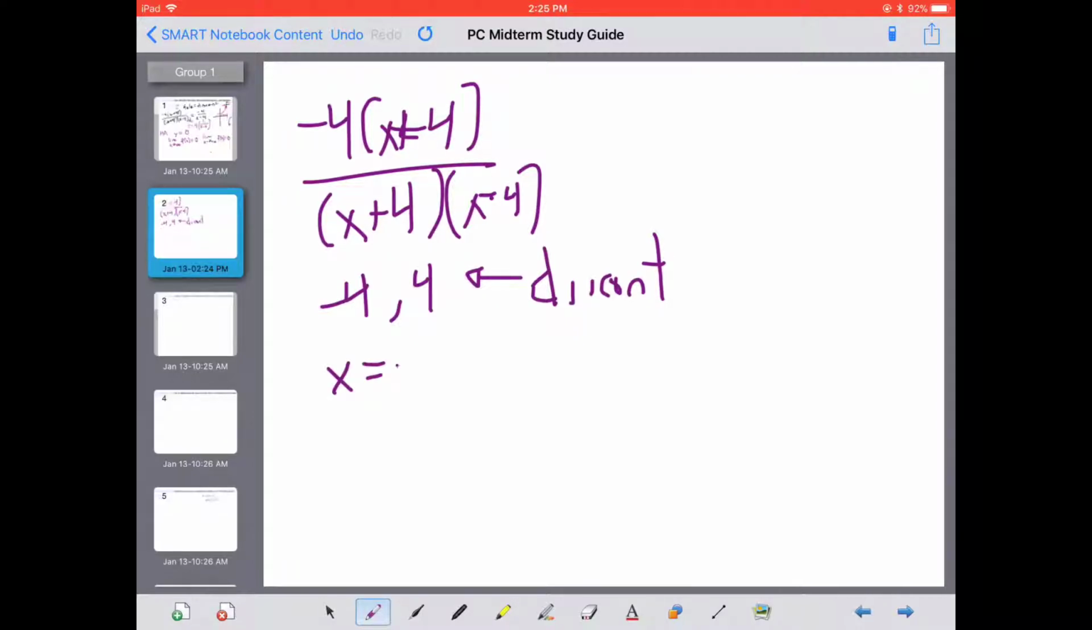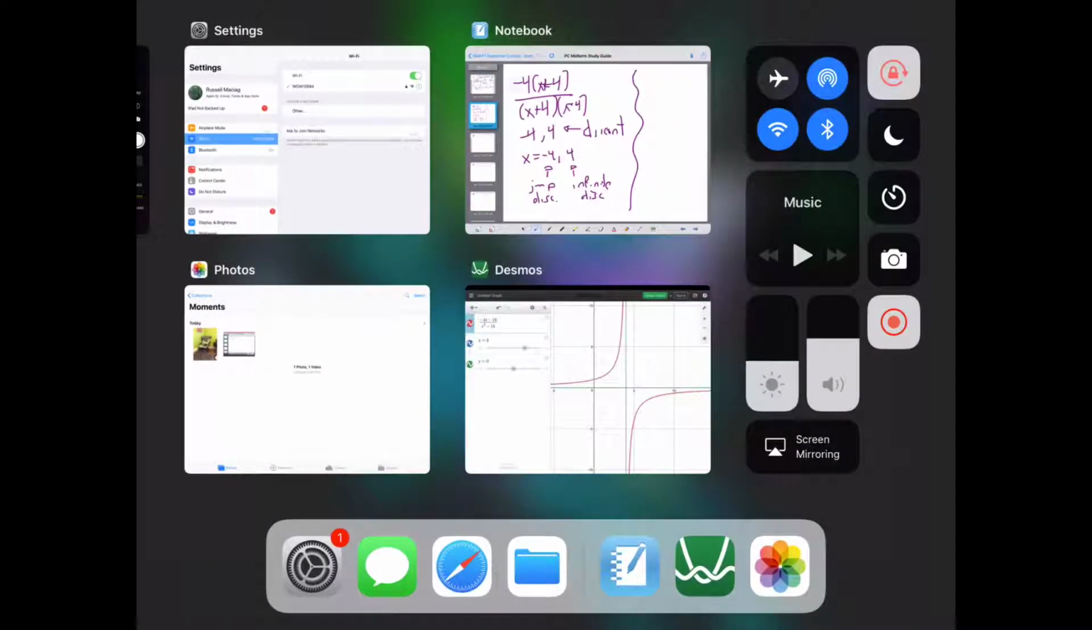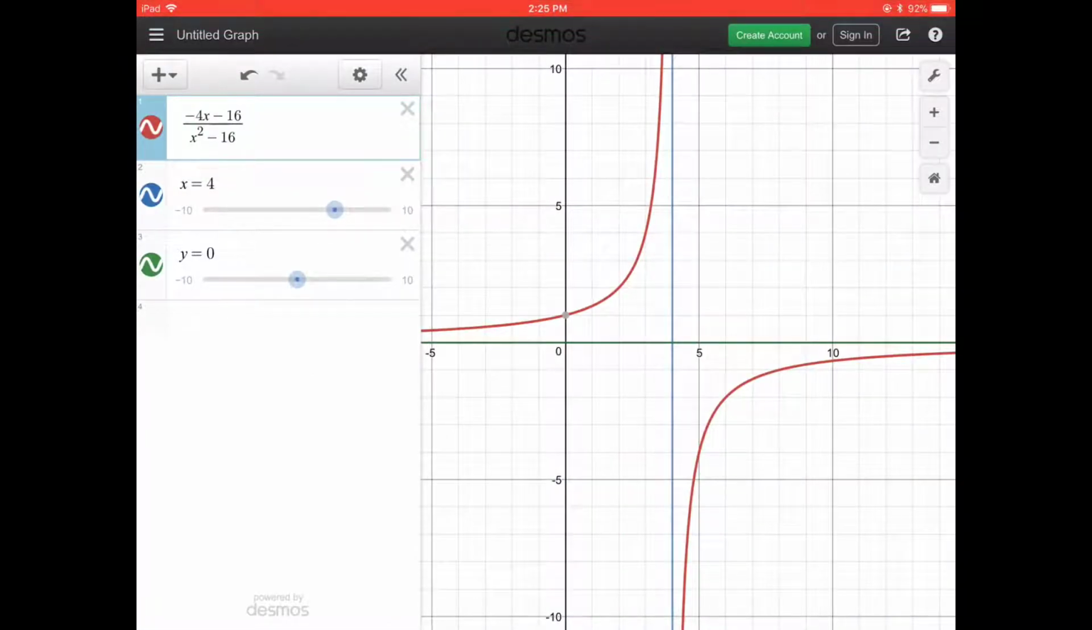We can't have x = -4 and x = 4. We didn't really see that in the graph because here there is a jump discontinuity, and on the other one, that's the one that we saw, and remember we call that an infinite discontinuity.